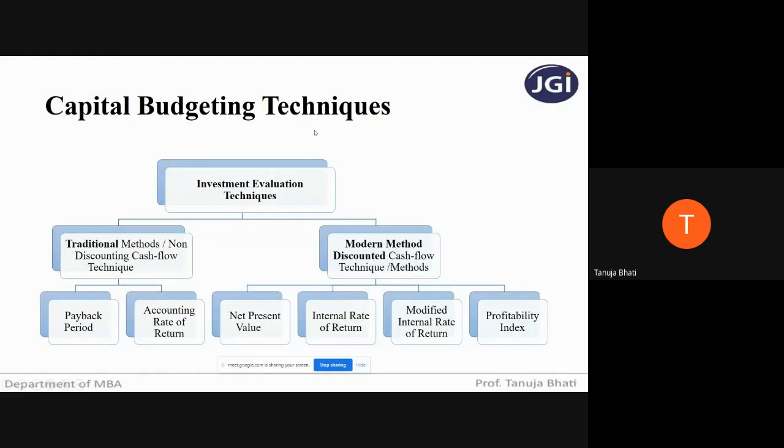Capital budgeting techniques are divided into two types: traditional technique and modern technique. In traditional technique, we have seen how to calculate payback period and accounting rate of return, and in case of modern method we have seen net present value and profitability index. So we will be seeing internal rate of return and modified internal rate of return, which are modern techniques to know whether an investment has to be made or not.